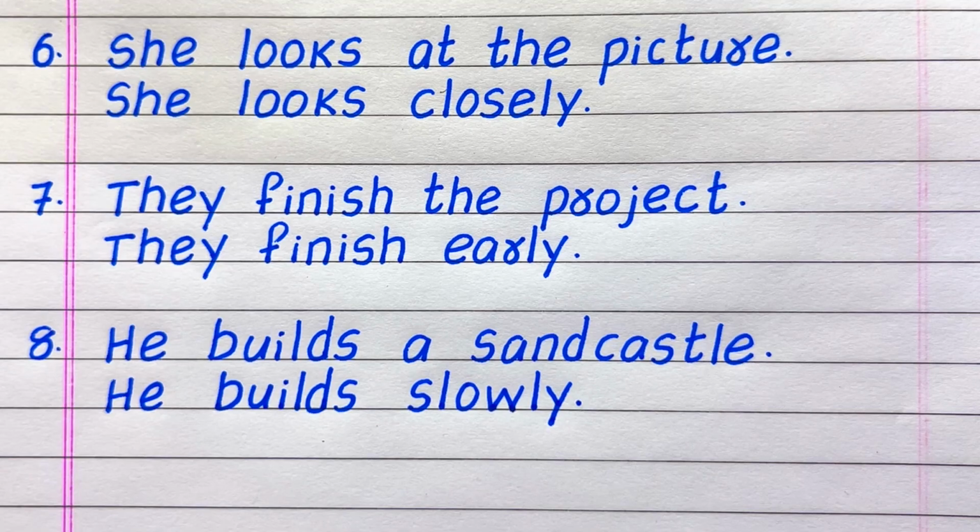Sixth example of a transitive verb is she looks at the picture, while she looks closely is an intransitive verb. Seventh, they finish the project is a transitive verb, while they finish early is an intransitive verb. Eighth, he builds a sandcastle is a transitive, while he builds slowly is an intransitive verb.